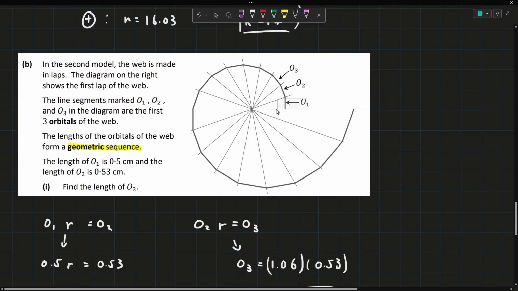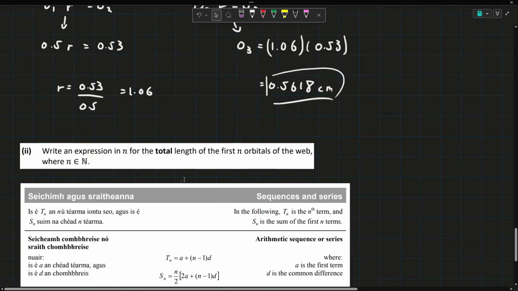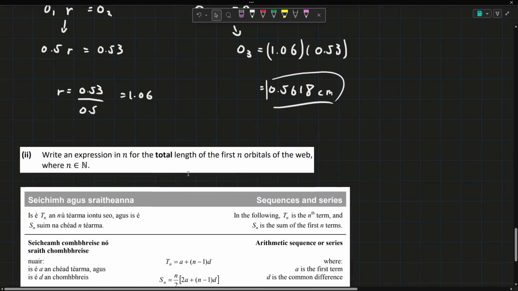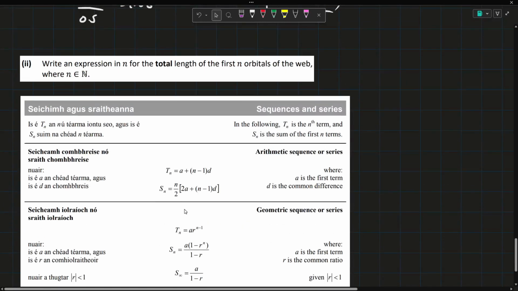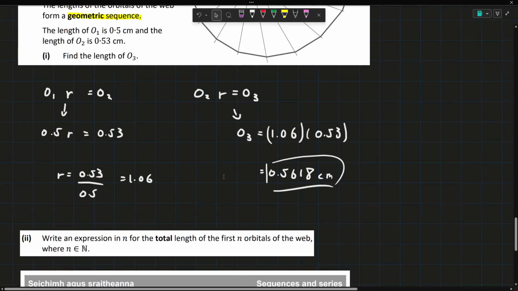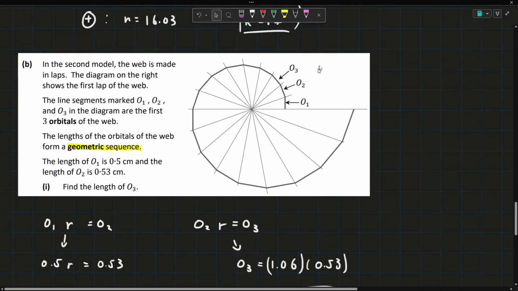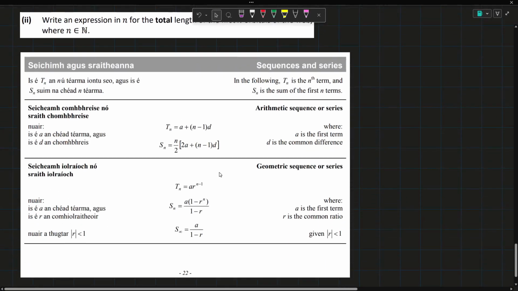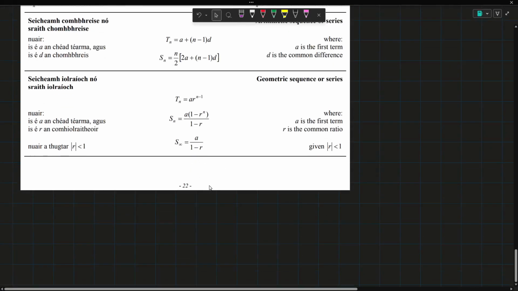O1 is just the length of this segment, O2 is the length of this segment, O3 is the length of this segment. So the total length, which we can just call Sn for the sum, I think Sn probably makes the most sense, is going to be the sum of all of these. So what we need here is not basically the nth term for a geometric sequence, but the sum of a geometric series. So basically what we want is Sn. So we want to add up all of those lengths.